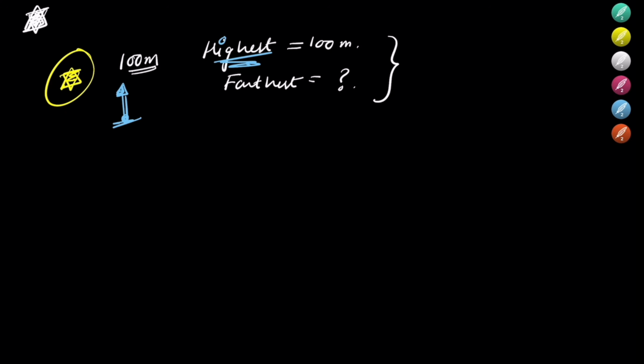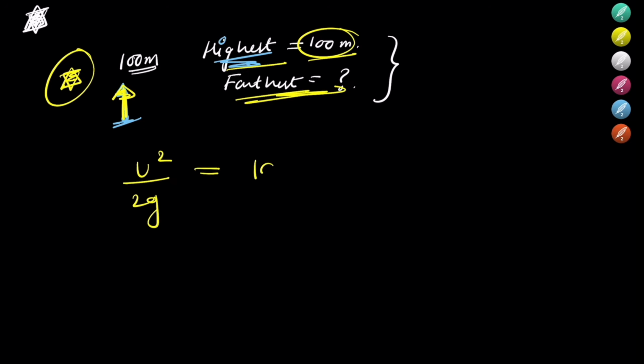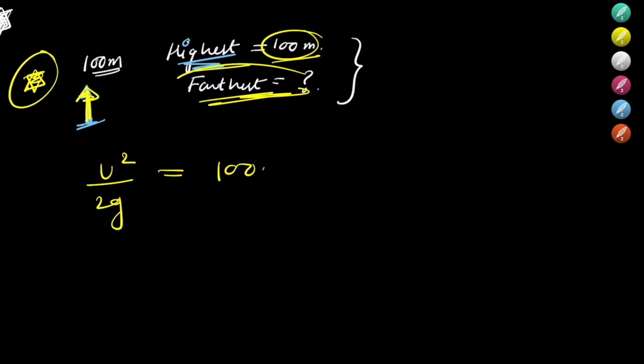Okay, so let's see this question now. Highest, how much can he throw? It can be thrown 100 meter. So if highest is 100 meter, how much farthest would he be able to throw? For throwing it highest, you need to throw it vertically upward. So the vertical height will be u square by 2g, that is 100. The farthest means range.